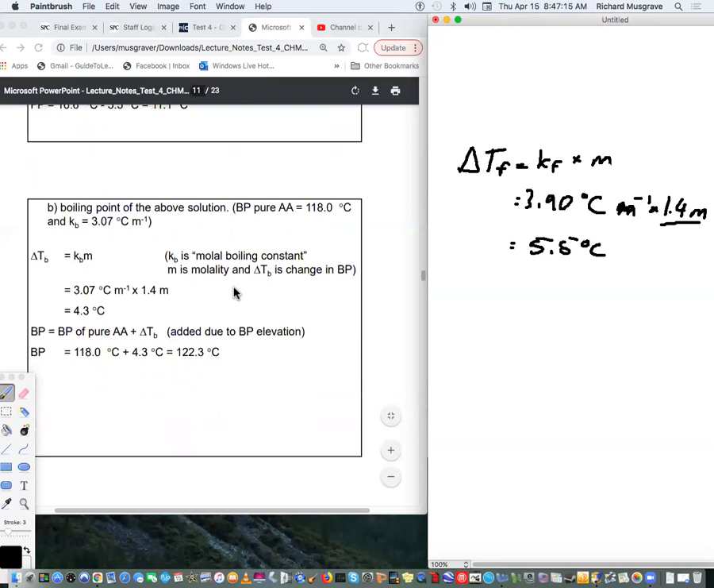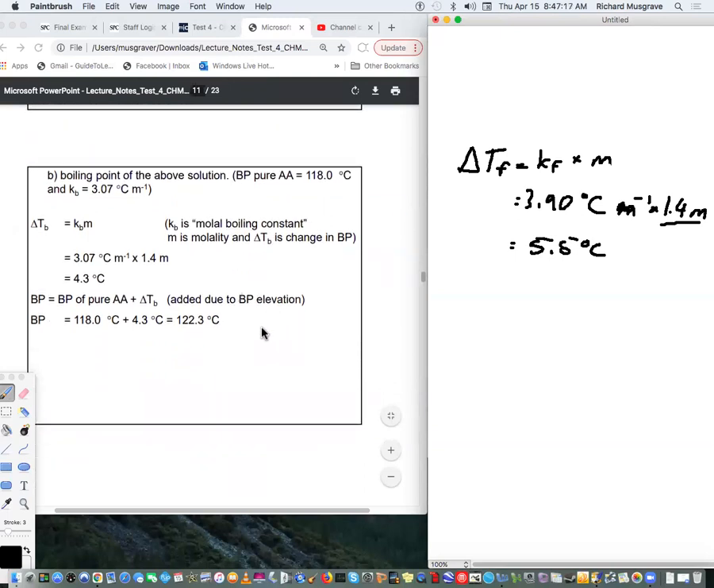Boiling point elevation is very similar. Now, if you look at the way that's set up, it's now going to be Kb, which is the molal boiling constant. That's given here in the problem. Again, same units, degrees Celsius per molal. We're also given the boiling point of the pure solvent as 118.0 degrees Celsius. So we take the Kb multiplied again by the same molality, the molality that we calculated earlier, just like I did previously.